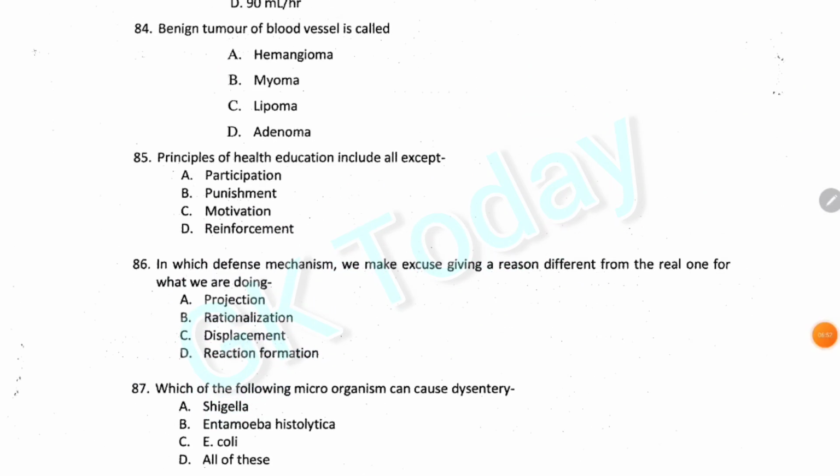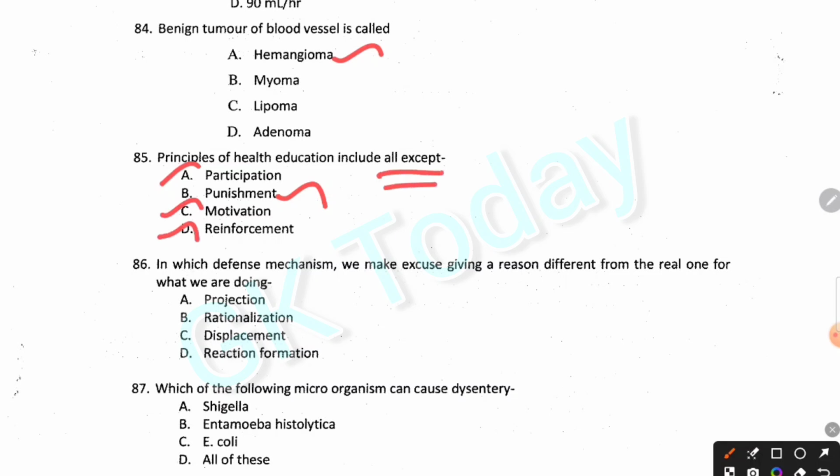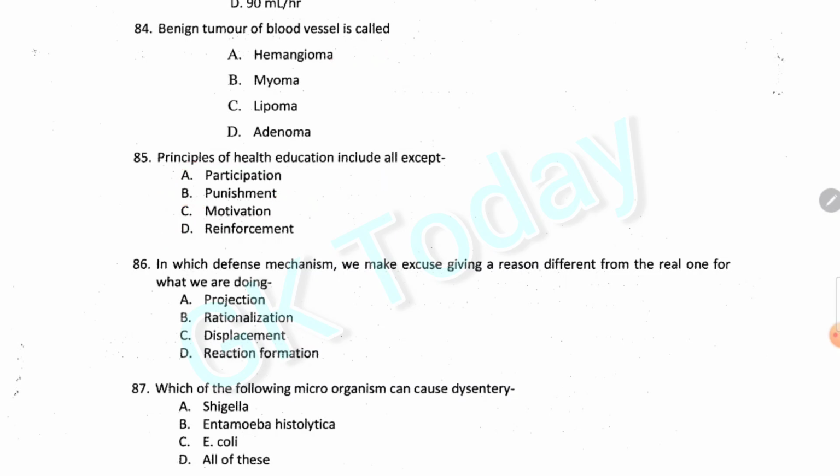Question number 84. Benign tumor of blood vessel is called hemangioma. Question number 85. Principles of health education include all except punishment. Correct answer is option B. Principles of health education include participation, motivation and reinforcement, except punishment.